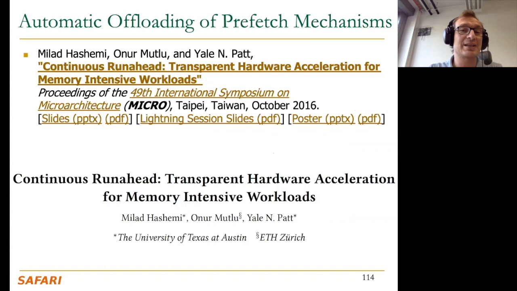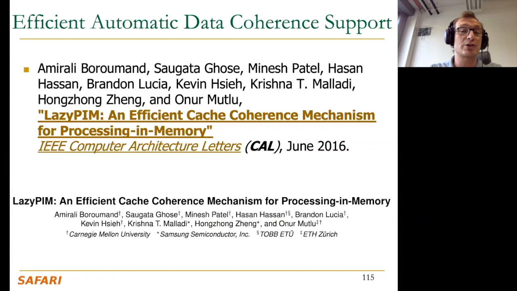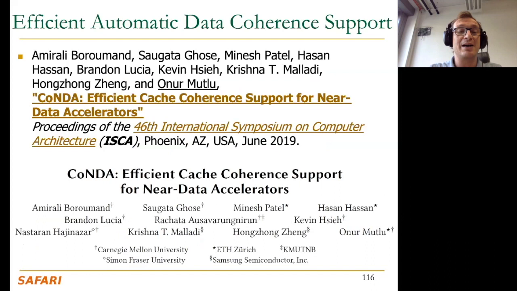I'm going to talk about one issue, which is automatic data coherence support, because this is a hairy issue, as I mentioned earlier. And I'm going to talk about how we can potentially handle it. But before that, I'm going to talk about some of the adoption issues. So I'll cover this paper very briefly later on.